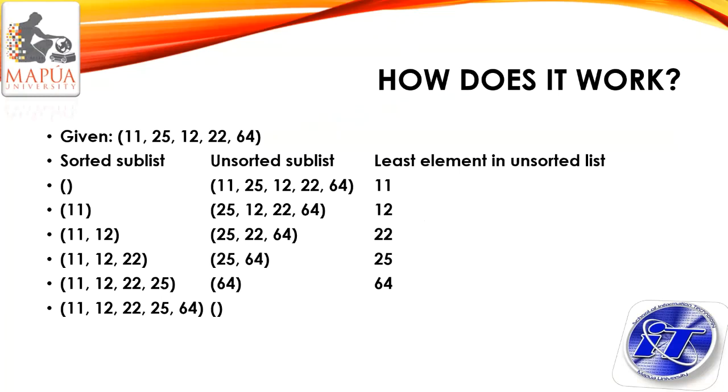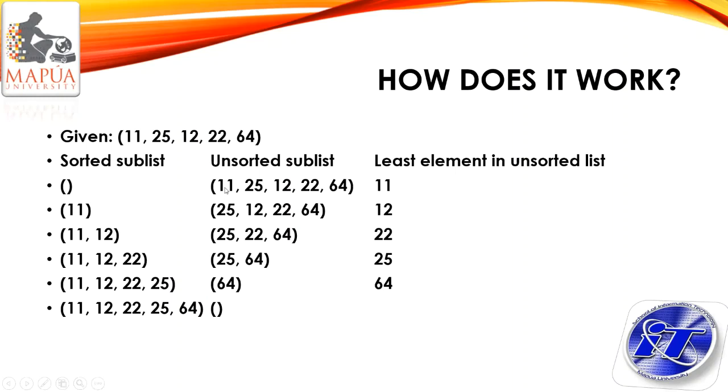When we implement this sorting algorithm, we need to have these three columns: sorted sublist, unsorted sublist, and the list element in unsorted list. Initially, there's no value in the sorted sublist because we haven't done anything yet with the elements of the array, and definitely all the values in the array are included in the unsorted sublist. So now let's implement the sorting algorithm.